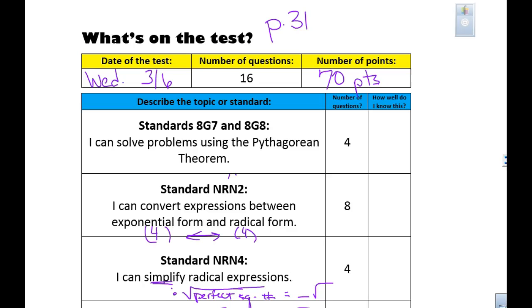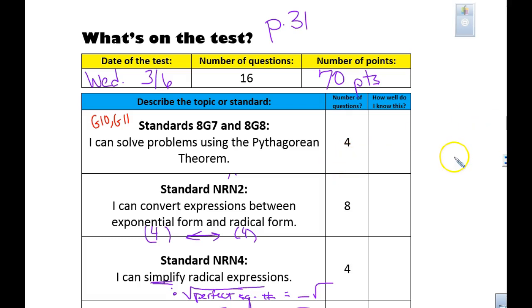So Wednesday, 16 questions, 70 points. As we take a look at that first standard, I can solve problems using the Pythagorean theorem. So when you are looking at those questions, that's pretty much the G11 practice worksheet that you are doing. So I would say like G10, G11 in your workbook that you're looking at.